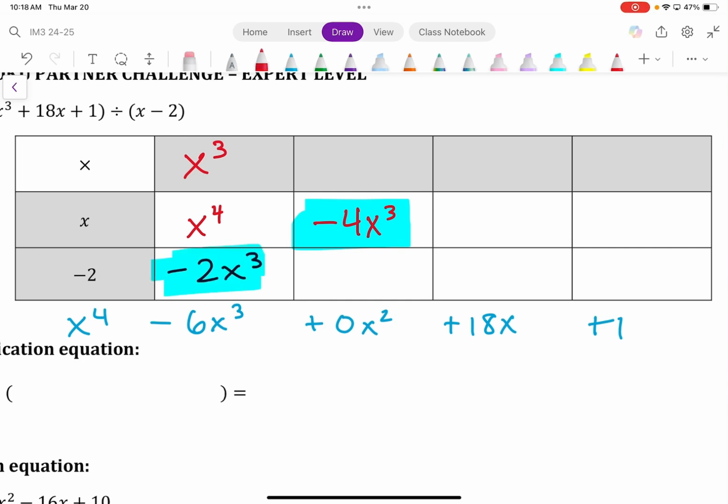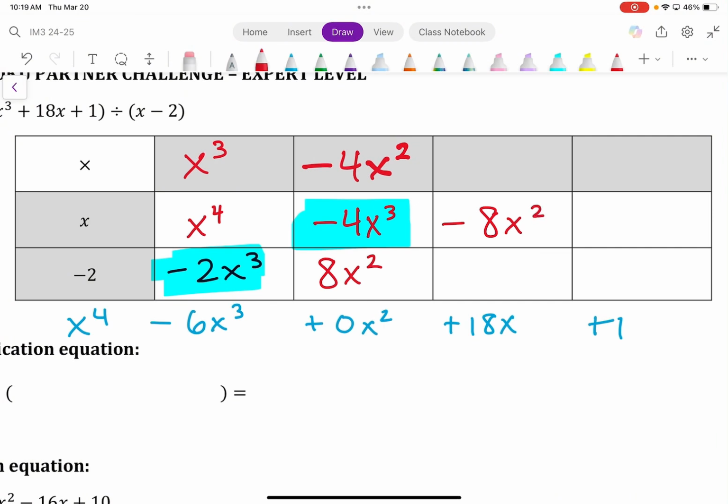All right. How do I get negative 4x to the third? I multiply x with what? Negative 4x to the second. And negative 4x to the second and negative 2 multiply to what? 8x to the second. But the x to the second cancels out. So how do I get 8x to the second to cancel out? I need to add 8 with what? With negative 8. So that's negative 8x to the second.